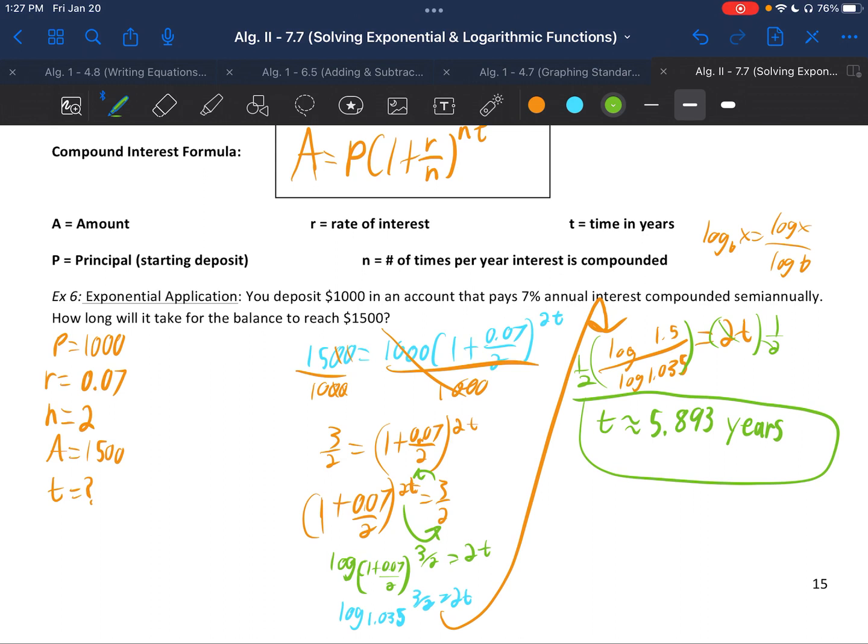So once again, we took what we knew from the formula. We said, okay, we know P, R, N, and A. We don't know T, so we solved for T. And how we did that was getting the exponent part, the power, by itself, then converting to a logarithm, then doing a change of base so we could type it in our calculator, and dividing by 2, aka multiplying by 1/2.